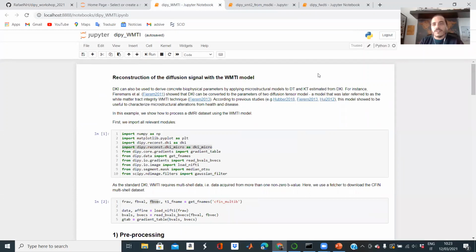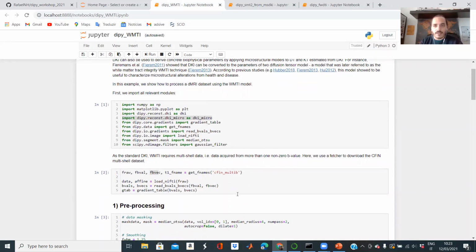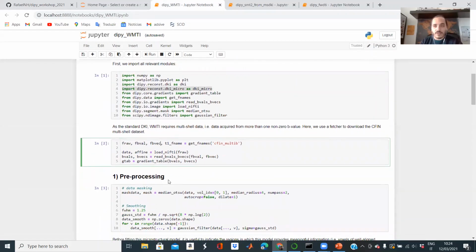So the first thing that you have to do is, of course, load your data. Here I'm loading it directly using the fetcher, the get_fnames function of Dipy. If you want to use your own multi-shell data in this tutorial, you just have to define your paths in these variables, okay? So as in the tutorial of yesterday, you have to define the gradient table object that contains the information of your b-values and your gradient directions, okay?